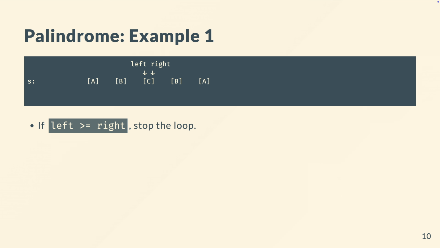Here is the stopping rule. If left is greater than or equal to right, we stop the loop. If the loop ends without a mismatch, then the string S is a palindrome.